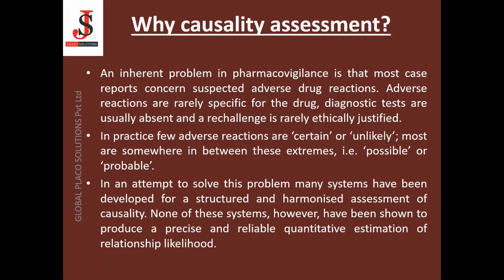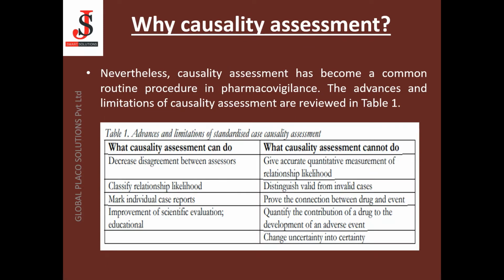In an attempt to solve this problem, many systems have been developed for a structured and harmonized assessment of causality. None of these systems, however, have been shown to produce a precise and reliable quantitative estimation of relationship likelihood. Nevertheless, the causality assessment has become a common routine procedure in pharmacovigilance. The advances and limitations of causality assessment are reviewed in the below table. Please have a look.